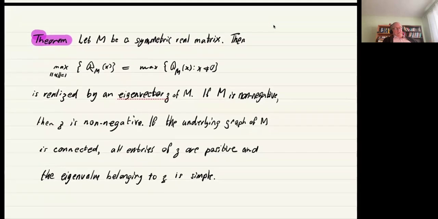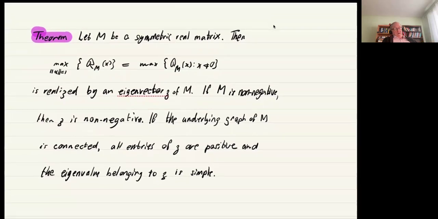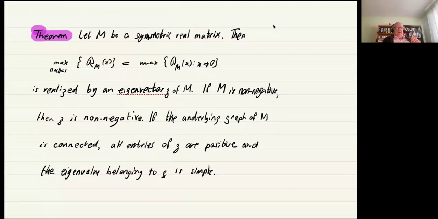Now this is the theorem I want to prove. I've got a symmetric real matrix M. The first claim is that the maximum value of the Rayleigh quotient is realized by an eigenvector z of M. We can write max rather than sup and leave the analysis out of it. Further, if M is non-negative, then the vector is non-negative. If the underlying graph is connected, then all entries of z are positive, modulo what I just said, and the eigenvalue belonging to z is simple. This is quite a bit of information. The Perron-Frobenius theorem plays an important role, for example, in the study of Markov chains, because you're looking at powers of non-negative matrices, and they aren't necessarily symmetric.